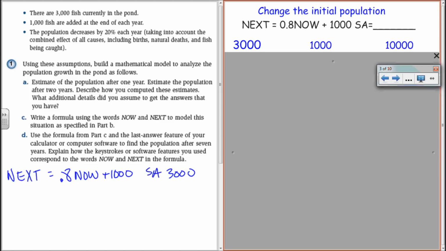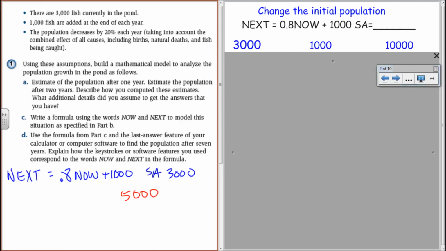If you have found, or keep clicking, this should level off at 5,000 fish. Okay, it keeps increasing, but eventually it gets to 5,000 and it just keeps going over and over and over. The explanation of that, just think about what 20% of 5,000 is. Okay, 20% of 5,000 is 1,000 fish, so then I add 1,000, I'm back to 5,000. So it just loops over and over.